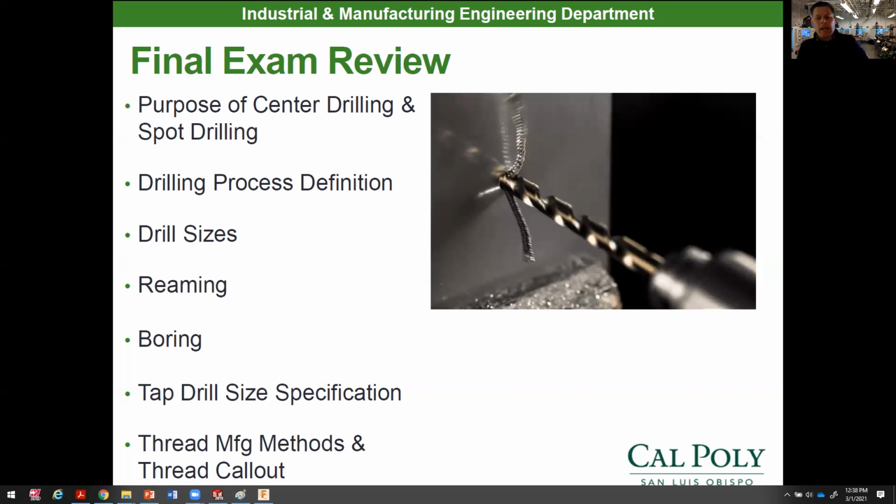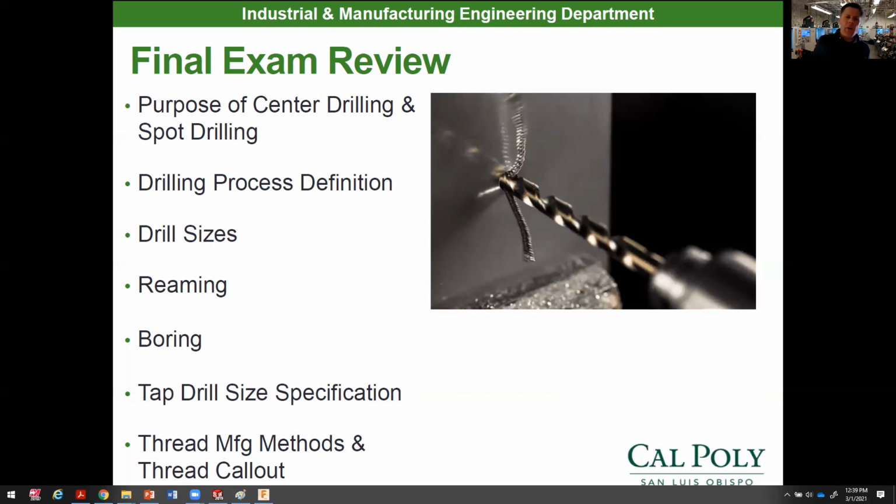The reamer is a multi-fluted tool that's very rigid and only takes off a small amount of material to make an accurately shaped hole, a nice round hole, and a very accurately sized hole. So I can get down into the 10,000ths of an inch by reaming holes. So I would know what reaming is.